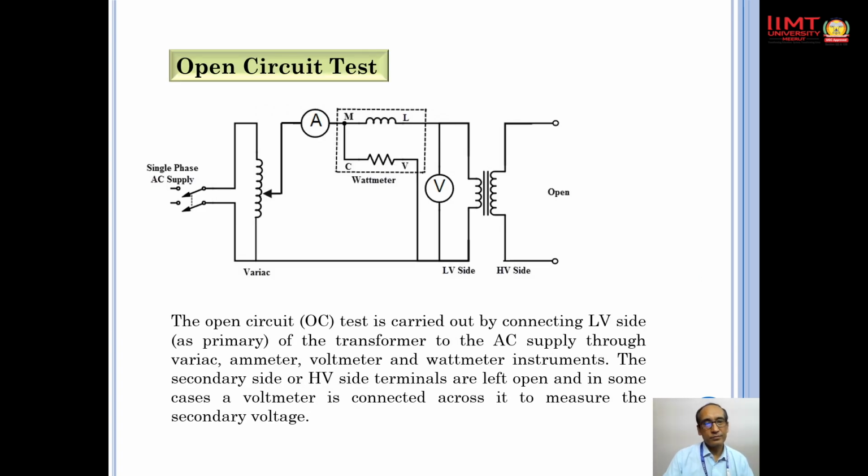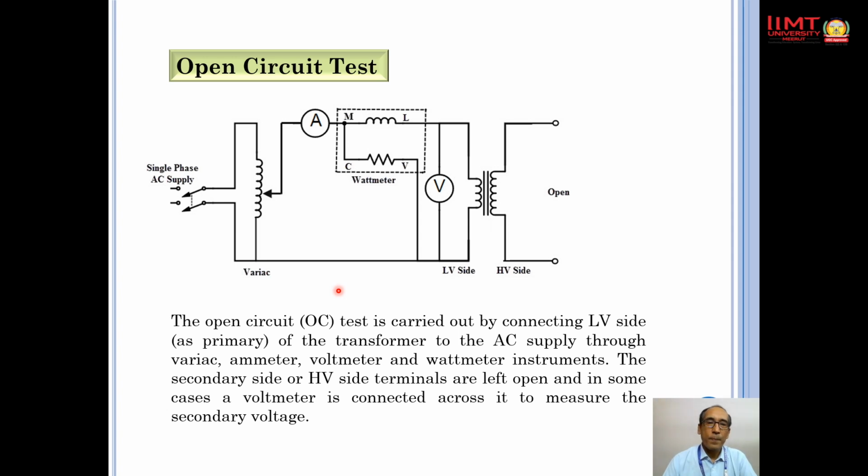Open circuit test. The open circuit test is carried out by connecting the low voltage side as the primary side and the high voltage side as the secondary side. The ammeter, voltmeter and wattmeter are connected on the low voltage side, and we have a variac, or auto transformer, for supplying the primary side. So we will get the readings of these instruments: the ammeter gives the no load current, the voltmeter gives the voltage, and the wattmeter gives the power used in the system.